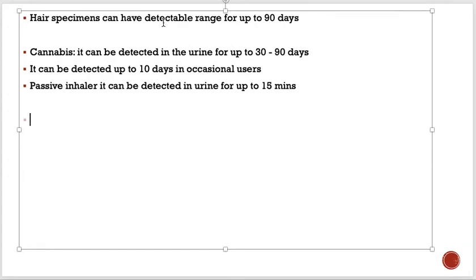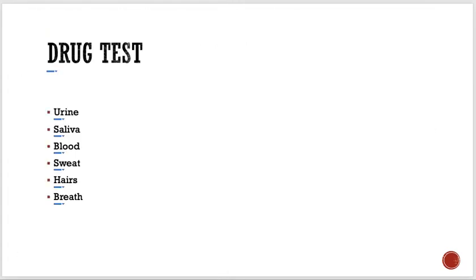Alcohol can be detected in hairs, in urine, in blood, in sweat, in breath. Okay. Same with all the drugs. They can be detected in any part. They can be detected anywhere, not in the breath, but the other things.